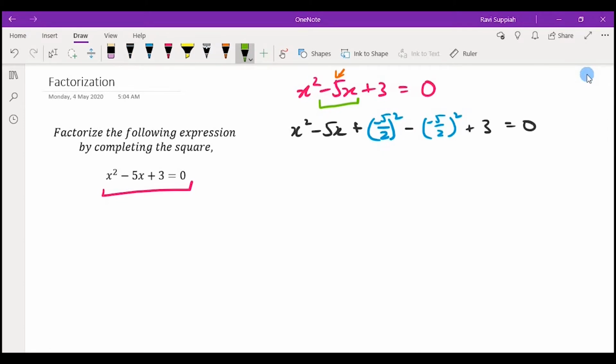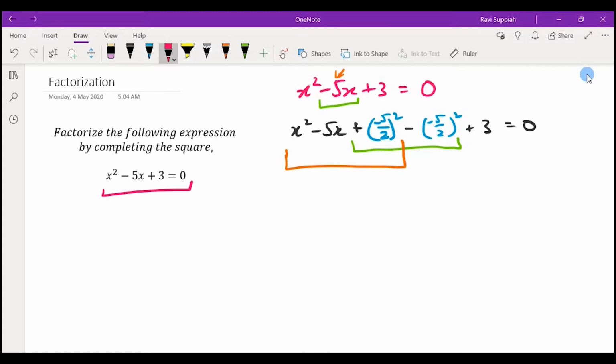As you can see, we have done an addition and subtraction of the same term, so nothing has changed. All we have done is add this term and subtract that term. By doing that, you achieve the ability to complete the square on this portion here.